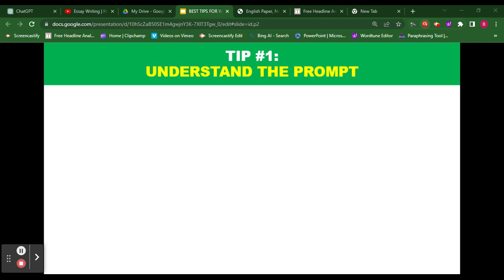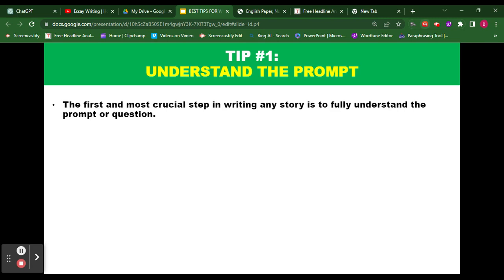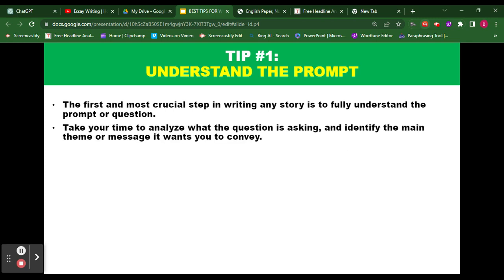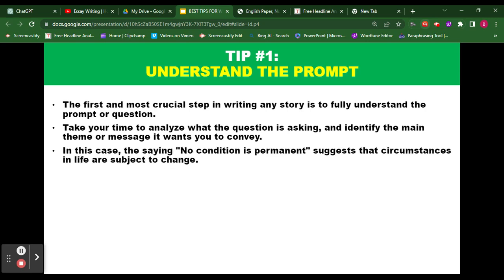Understand the prompt. That is exactly the first tip that we are going to discuss. The first and most crucial step in writing any story is to fully understand the prompt or the question. Take your time to analyze what the question is asking and identify the main theme or message it wants you to convey. In this case, the saying, "No condition is permanent," suggests that circumstances in life are subject to change.